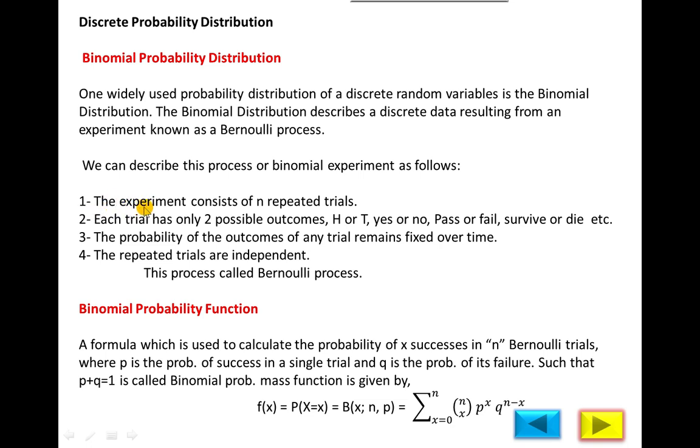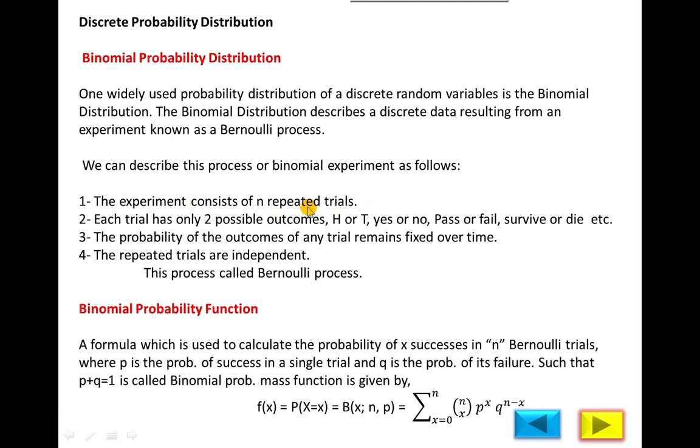Number first, the experiment consists of n repeated trials. N repeated trials means, suppose you throw a coin one time, two times, three times, four times, it is called repeated trials, and it is also called a statistical experiment. If you throw a coin one time, outcomes will be two, two times will be four, three times eight, and so on. You have done this in previous examples.